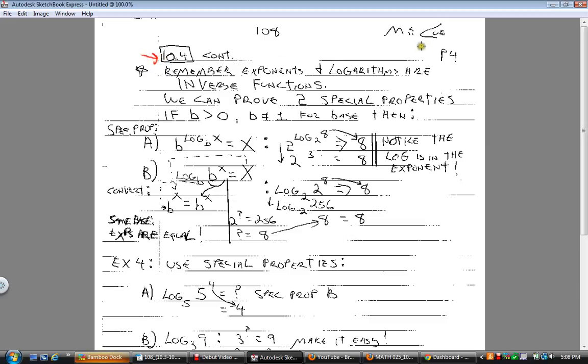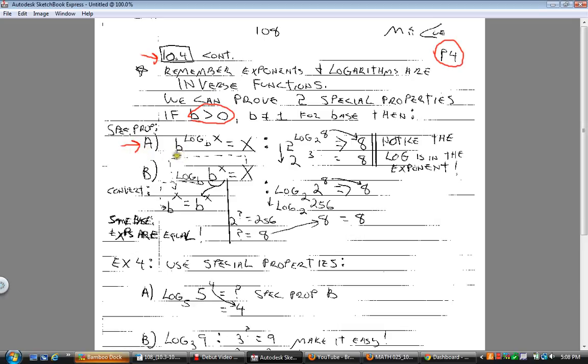Going to take on page 4 here, see if we can get through a couple special properties we're going to cover for this section. I have a comment up at the beginning of my notes that says, remember, exponents and logarithms are inverse functions. We can prove two special properties based on that: when the base is greater than 0 and the base cannot equal 1. We're going to talk about special property A, first one here.